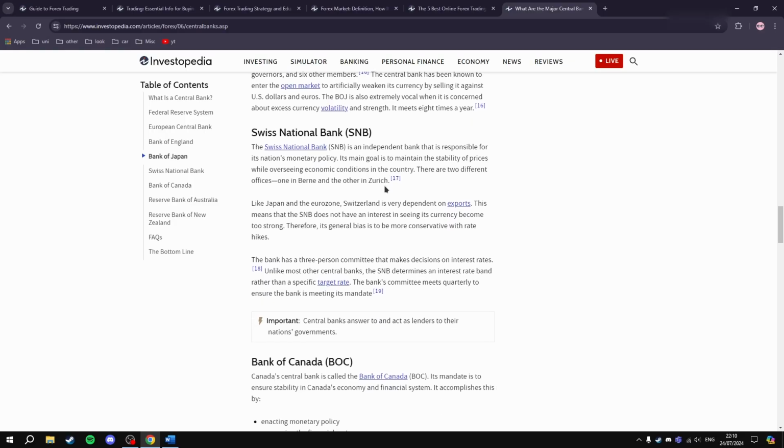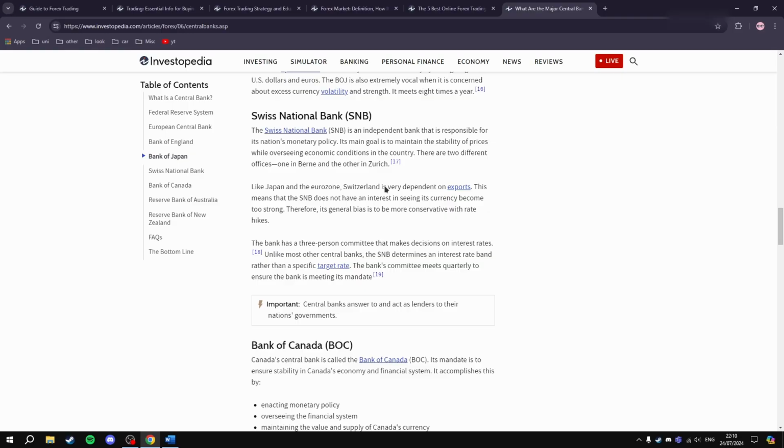Swiss National Bank. The Swiss National Bank is an independent bank that is responsible for its nation's monetary policy. Its main goal is to maintain the stability of prices whilst overseeing economic conditions in the country. There are 2 different offices, one in Bern and the other in Zurich.